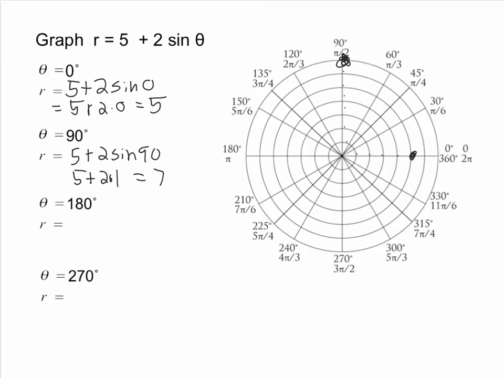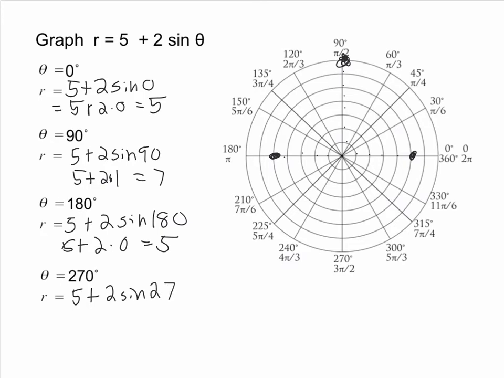Then for theta equals 180, I'm going to have 5 plus 2 sine 180, which gives me 5 plus 2 times the sine of 180, which is 0. So I'm going to get 5 plus 0 again, which is 5. So when I'm facing 180, 5 steps. And then last but not least, I'll have 5 plus 2 sine of 270.